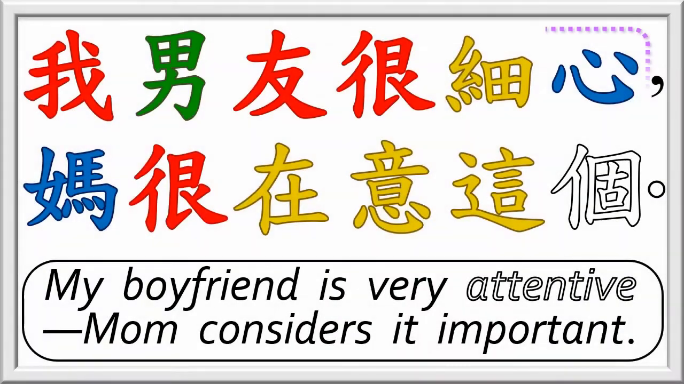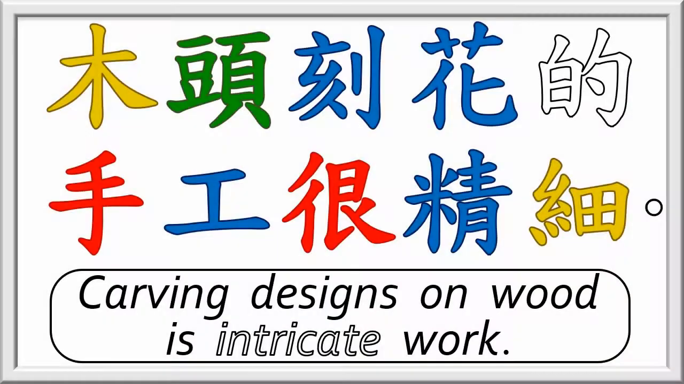细心 means to pay attention to details, especially attentive to the needs of others. 我的男友很细心. 妈很在意这个. My boyfriend is very attentive. Mom considers that important, in case my boyfriend and I decide to marry. As an adjective, 细 often combines with 精 to express intricate, detailed workmanship. 木头刻花的手工很精细. Carving designs on wood is intricate work.